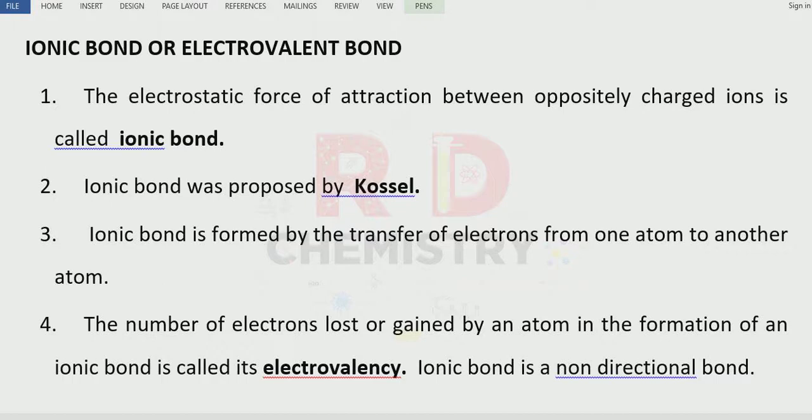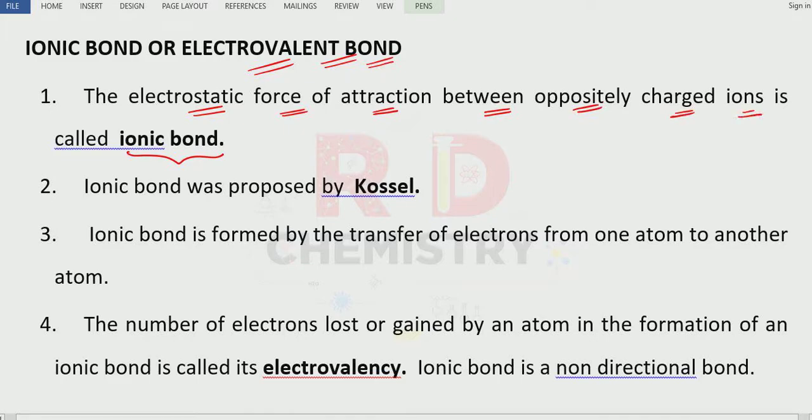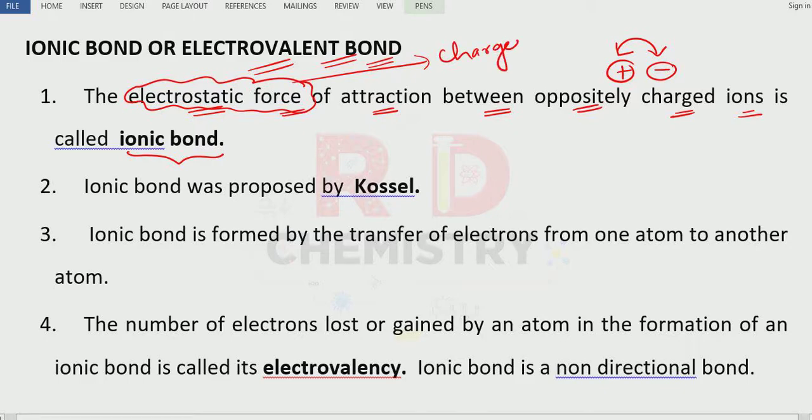Ionic bond is also called the electrovalent bond. Now, what is the meaning of ionic bond? It is the electrostatic force of attraction between oppositely charged ions. What are the oppositely charged ions? Cation and anion. Whenever charges are there, the attraction between them is called the electrostatic force of attraction. Electrostatic refers to the charges here.